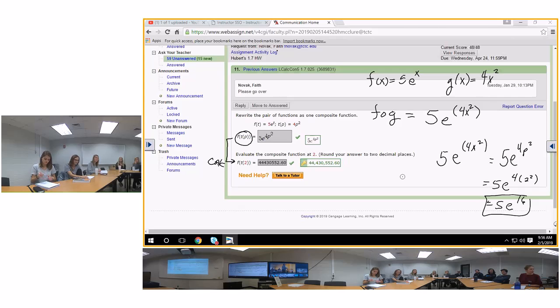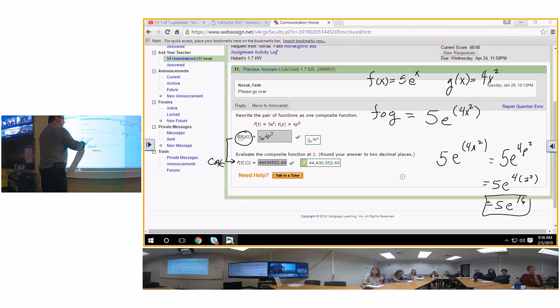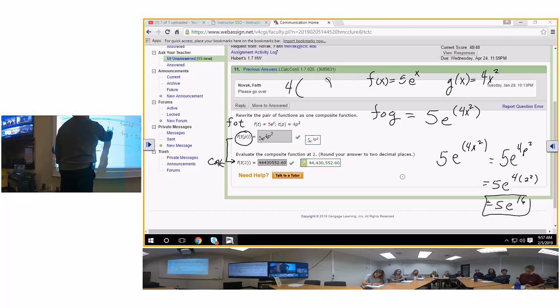Yep. Okay, now what you need to do here, all of you, you need to make a note that this book is going to screw this up. So this right here is really F composed of G. And they may ask you to do G composed of what? What would G composed of F be? 4 parentheses squared, and then what goes in there? G composed of F would be what? 5e to the what?